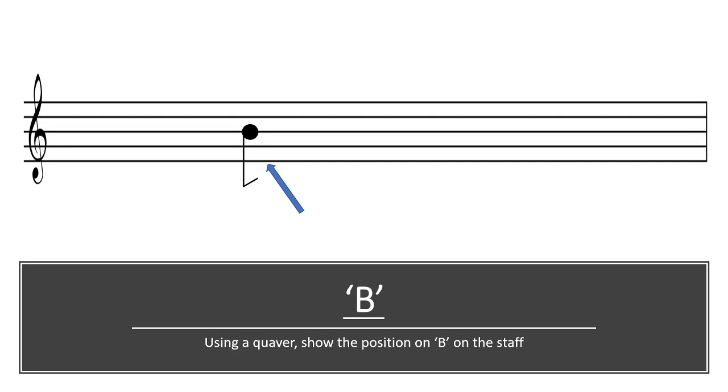Boom! As if by magic, my B has appeared. Filled in note head, stem, one tail. That's my quaver. Starting on G, I've got G. Next space A. Next line B. So that's what a quaver on the pitch B would look like on the staff.